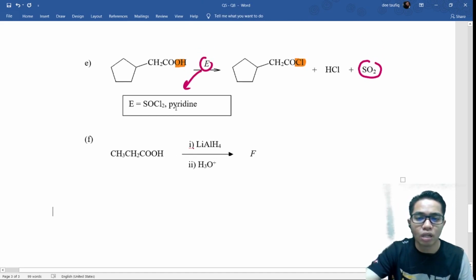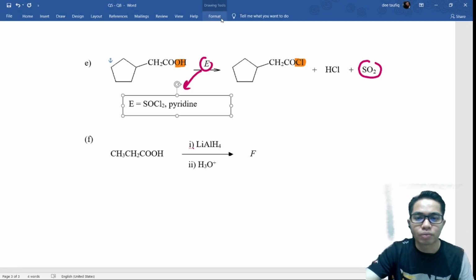E tu adalah SOCl2 pyridine. Saya dah buat kat sini. Pandai-pandailah kamu tengok nanti. Sebab ada sedikit warna pada belakang. Itu jawapan. Okay, next F.